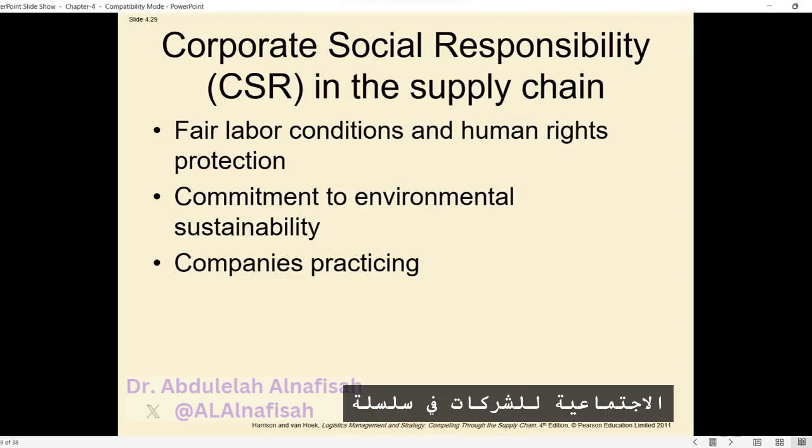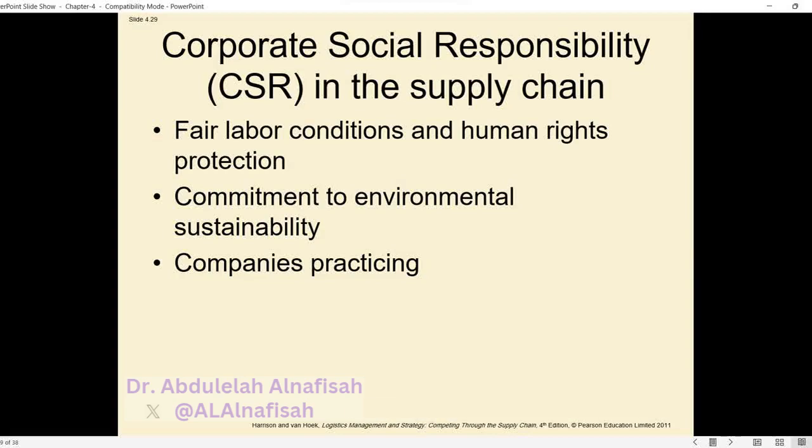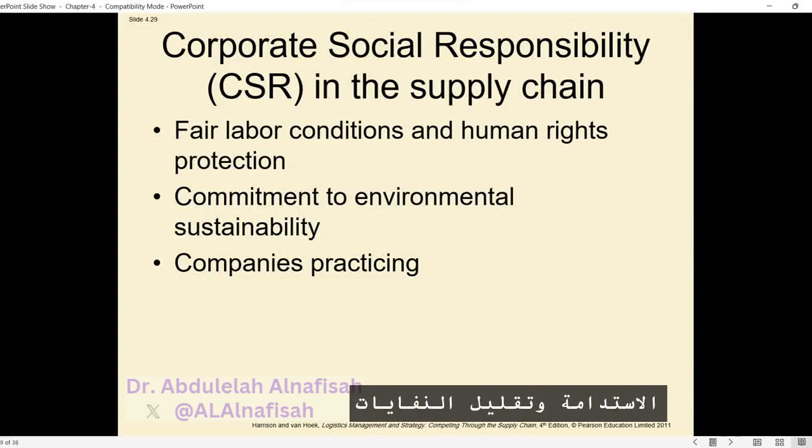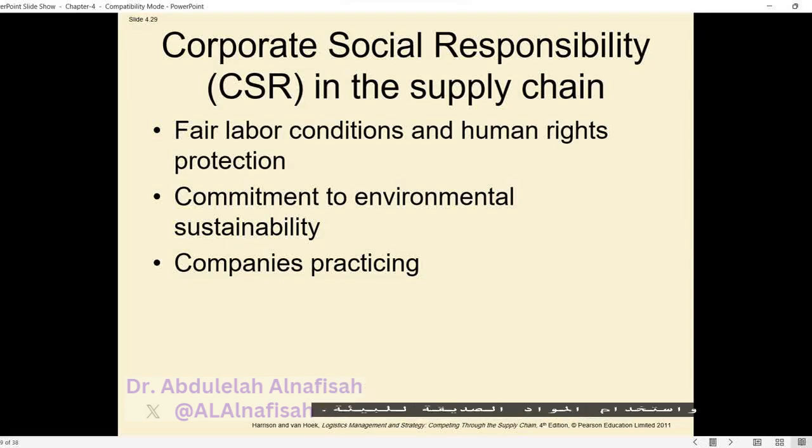Corporate social responsibility in the supply chain involves the integration of ethical, social, and environmental considerations into a company's procurement and distribution processes. This approach encompasses ethical sourcing practices such as fair labor conditions and human rights protection, as well as a commitment to environmental sustainability, minimizing waste, and using eco-friendly materials.